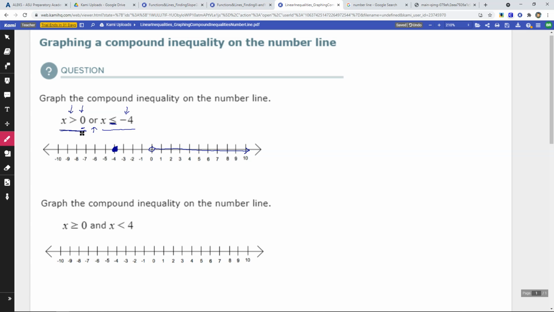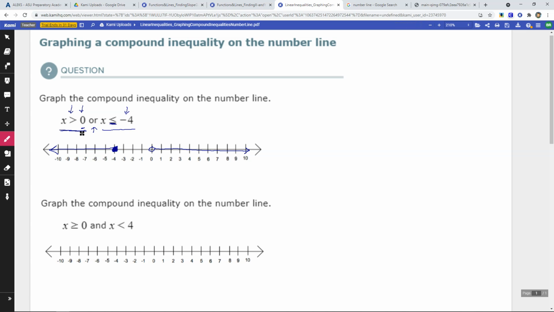So less than means that we're going to indicate everything smaller than -4 with our arrow. When you see or, you're typically going to have two arrows that point away from each other. Okay, so we're looking in this one at everything greater than 0, so on this side, and everything less than or equal to -4 on this side.